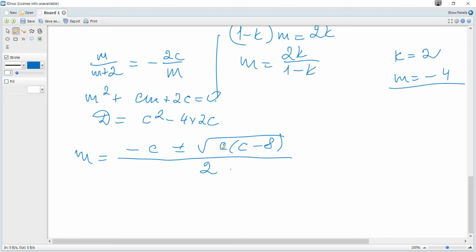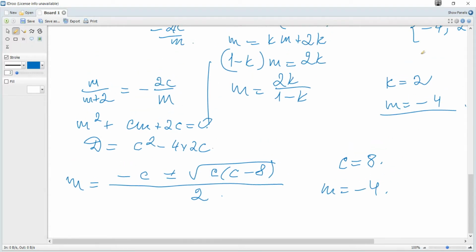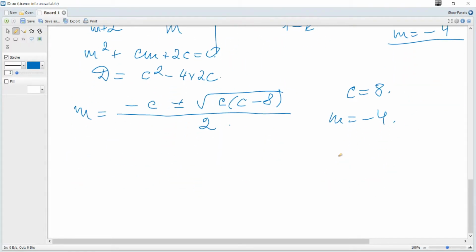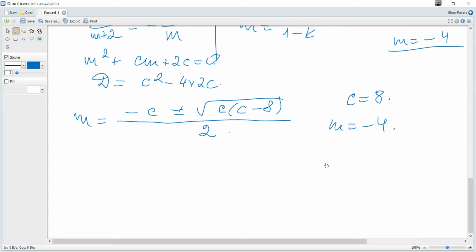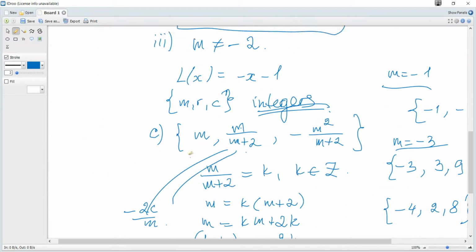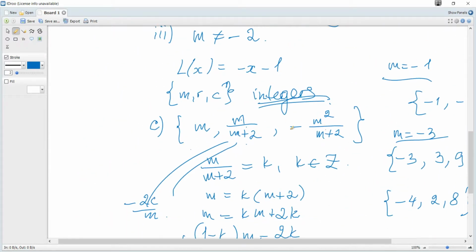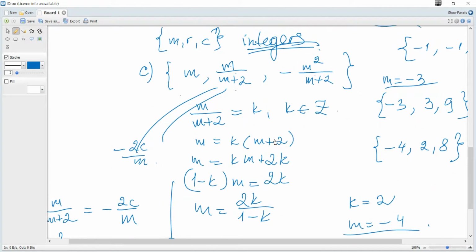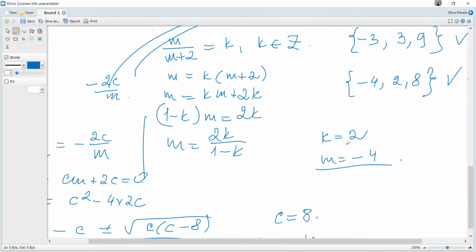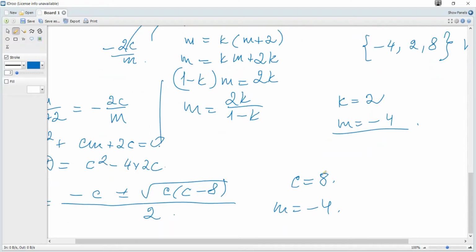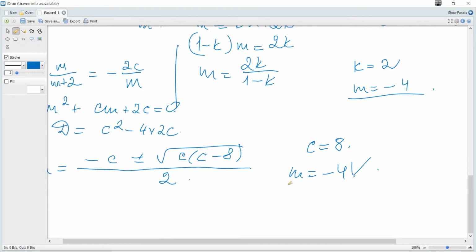And here definitely c cannot be 0, but when c is 8, you can see this is 0 and m becomes -4. It is the result again. And you find this and this, because m is -4, and check. Yes, it's an arithmetic sequence, so it's the required answer.